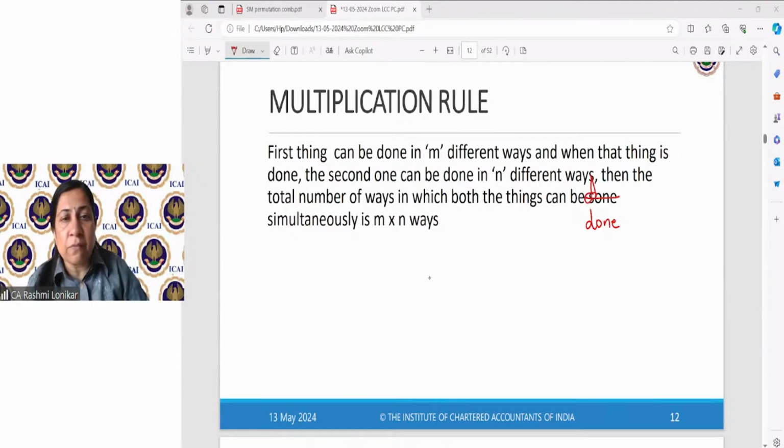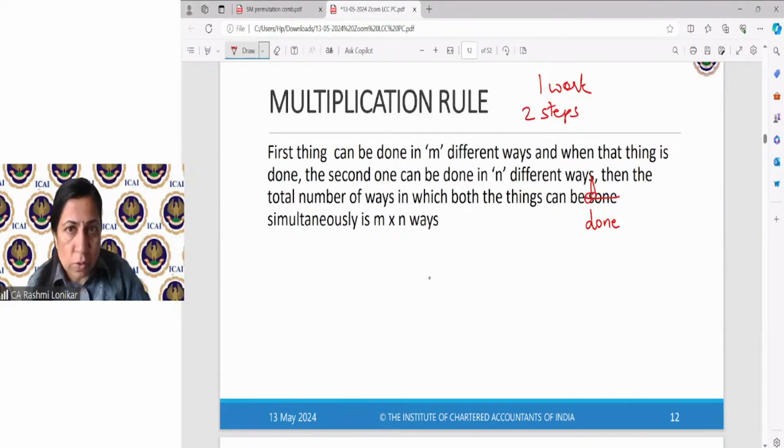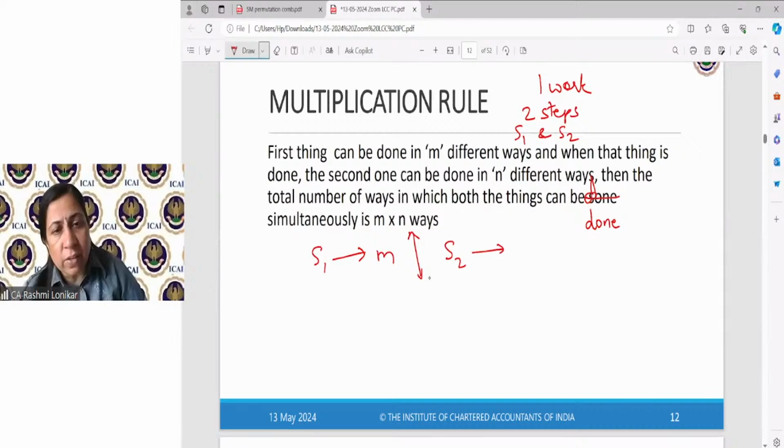First thing can be done in m ways. I have one work and it requires two steps. Step 1 and step 2. Only when I do both of these will the work be done. So first thing, that is S1, can be done in m ways. And when this is done, I can start with S2. But S2 can be done in n ways.